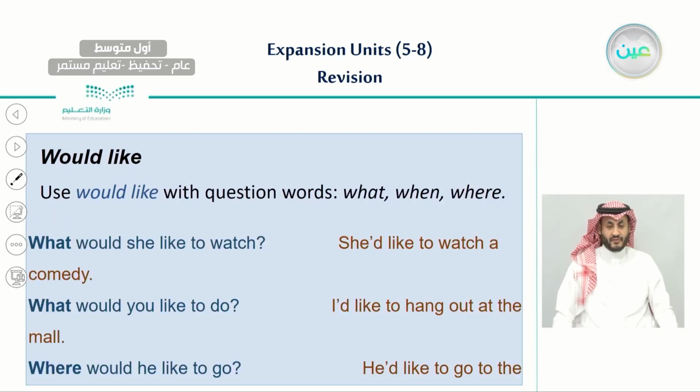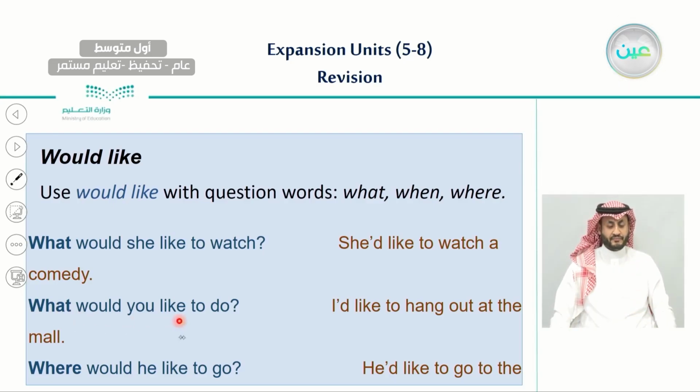And also we have more questions using would like, by using the question words what, when, and where. For example, we can say, what would she like to watch? What does she want to watch? This is what this question means. So we will start the answer by, she would like to watch a comedy. She would like to watch a documentary. Any kind of answer suits this one.